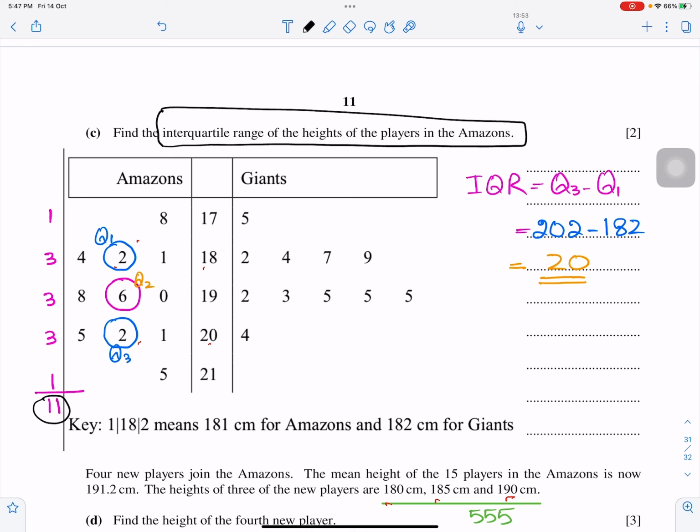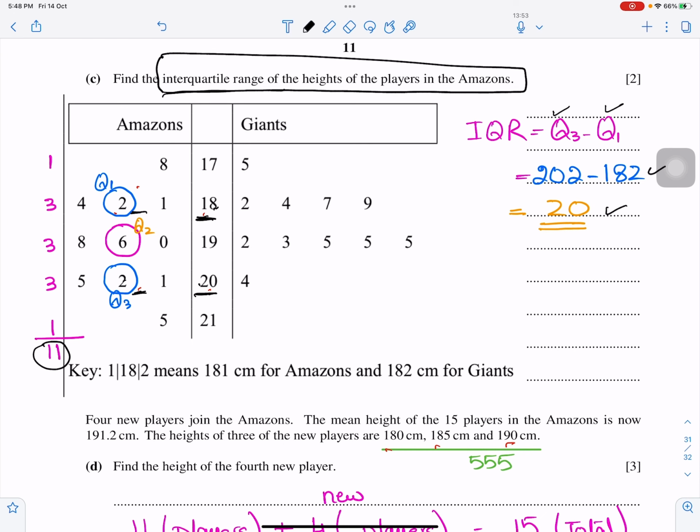Okay, if data is even, then what to do? Now I have to find out the interquartile range. I will pick up the data present at Q3 and Q1, which are 202 and 182. So you will subtract them. The difference is 20. So the interquartile range is 20.